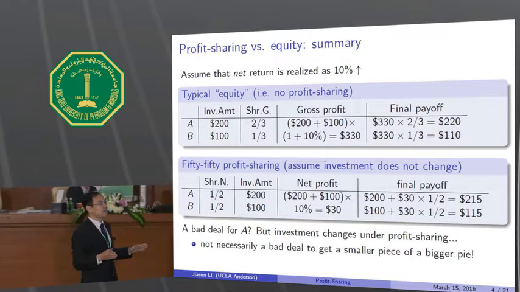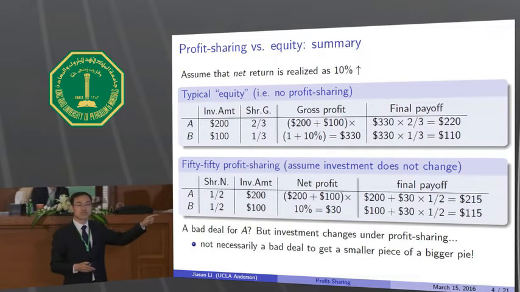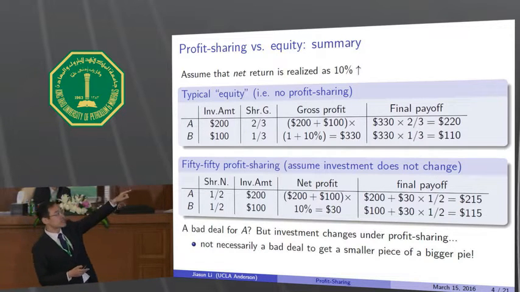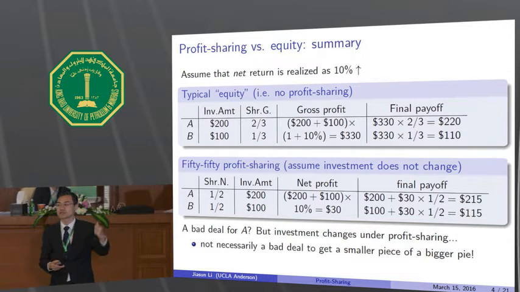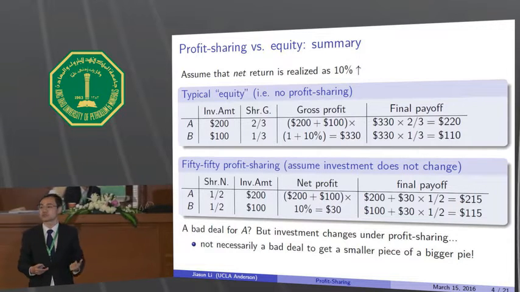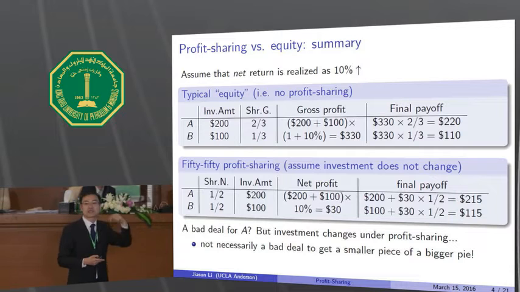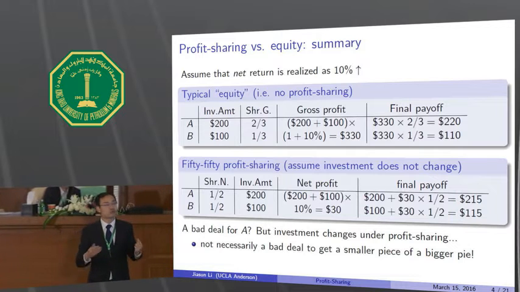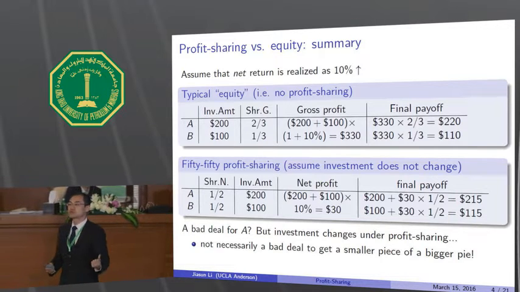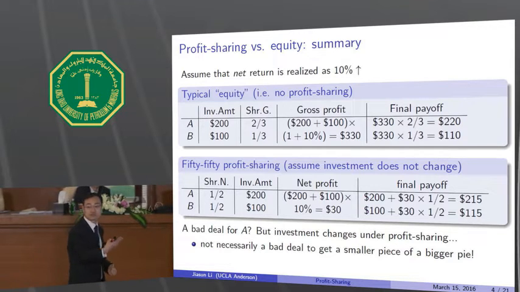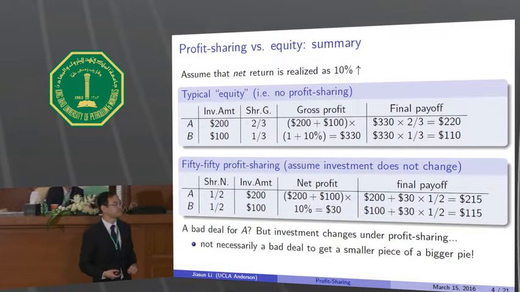So on face value, this sounds like a pretty bad deal for Bill, because under a typical equity contract, he can get back $220. But now he only gets back $215. Under what circumstances would he ever want to agree to this 50-50 profit sharing rule?